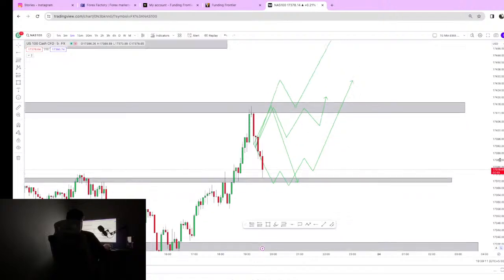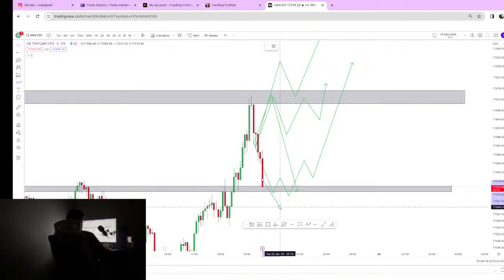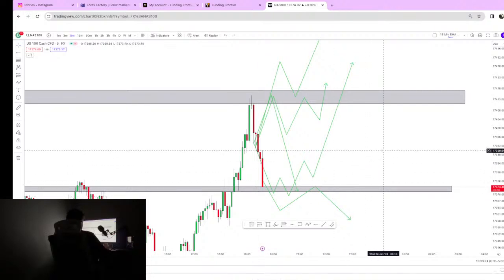All right, so it has touched this. Let's see whether it breaks. If it breaks, we'll wait for a retest, then an entry. Right now, nothing.